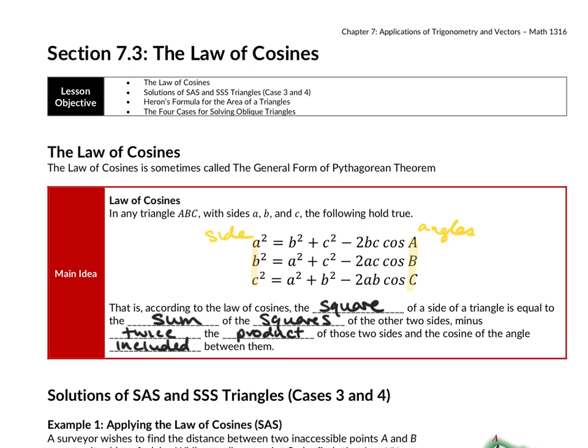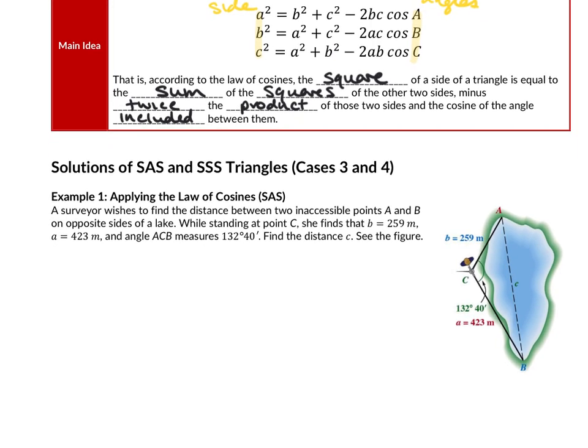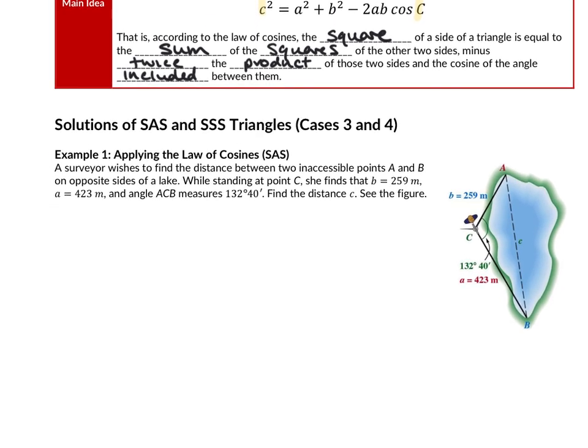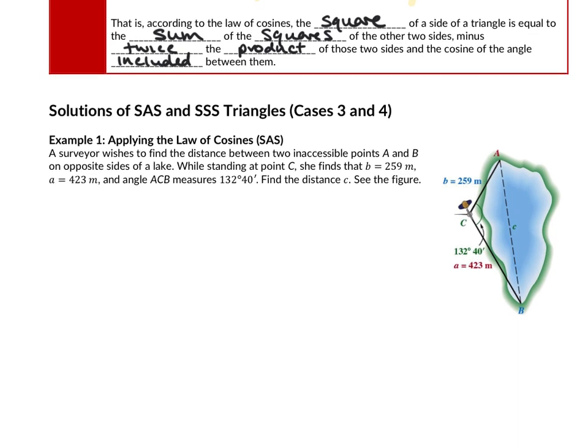So let's just jump right into how to use it. Again, this is for side, angle, side triangles and for side, side, side triangles, which we'll see in a second. Example 1 says, a surveyor wishes to find the distance between two inaccessible points, A and B. So they want to find this distance, and for whatever reason, this surveyor can't walk to point A or walk to point B. Maybe there are some giant trees in the way. While standing at point C, she finds that B, going this direction, is 529 meters, and A, looking this direction, is 423 meters. We've measured that.